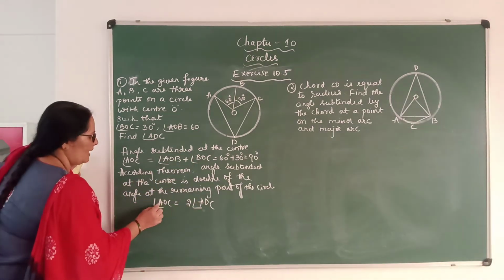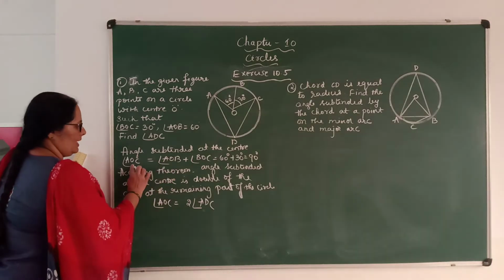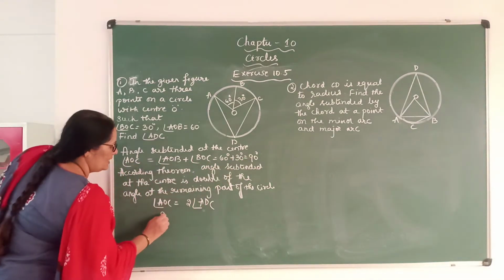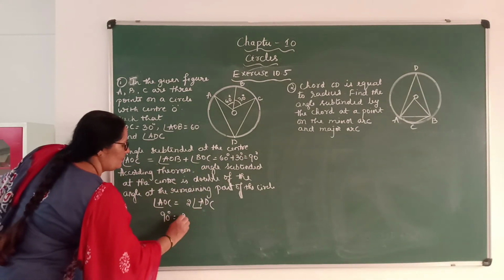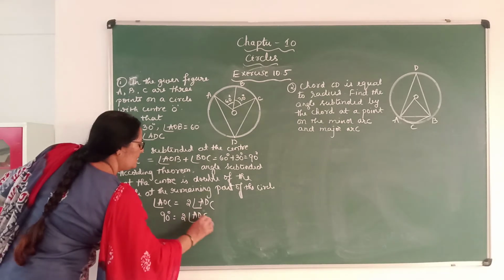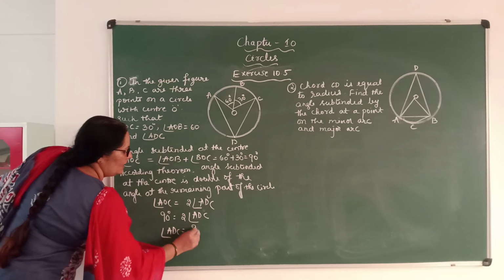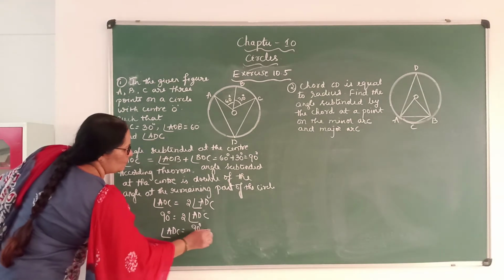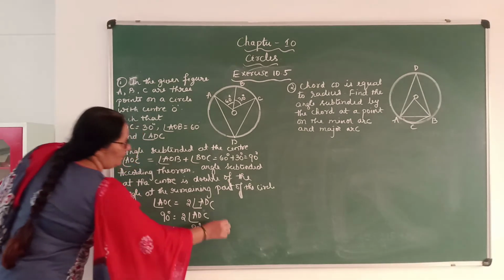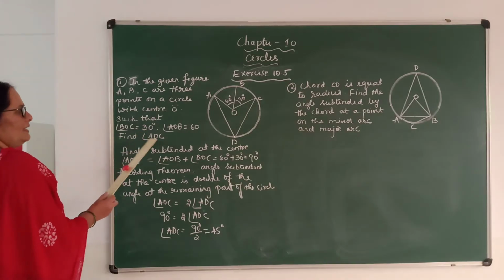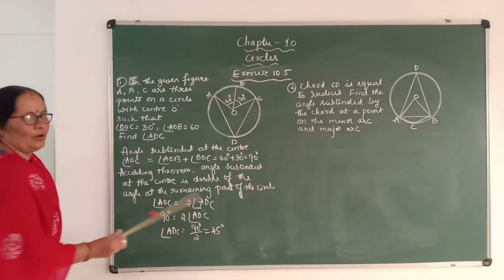So that angle AOC is 90 degree. 90 degree equals twice the angle ADC. Therefore, angle ADC equals 90 degree by 2, which is 45 degree. Therefore, angle ADC equals 45 degree.